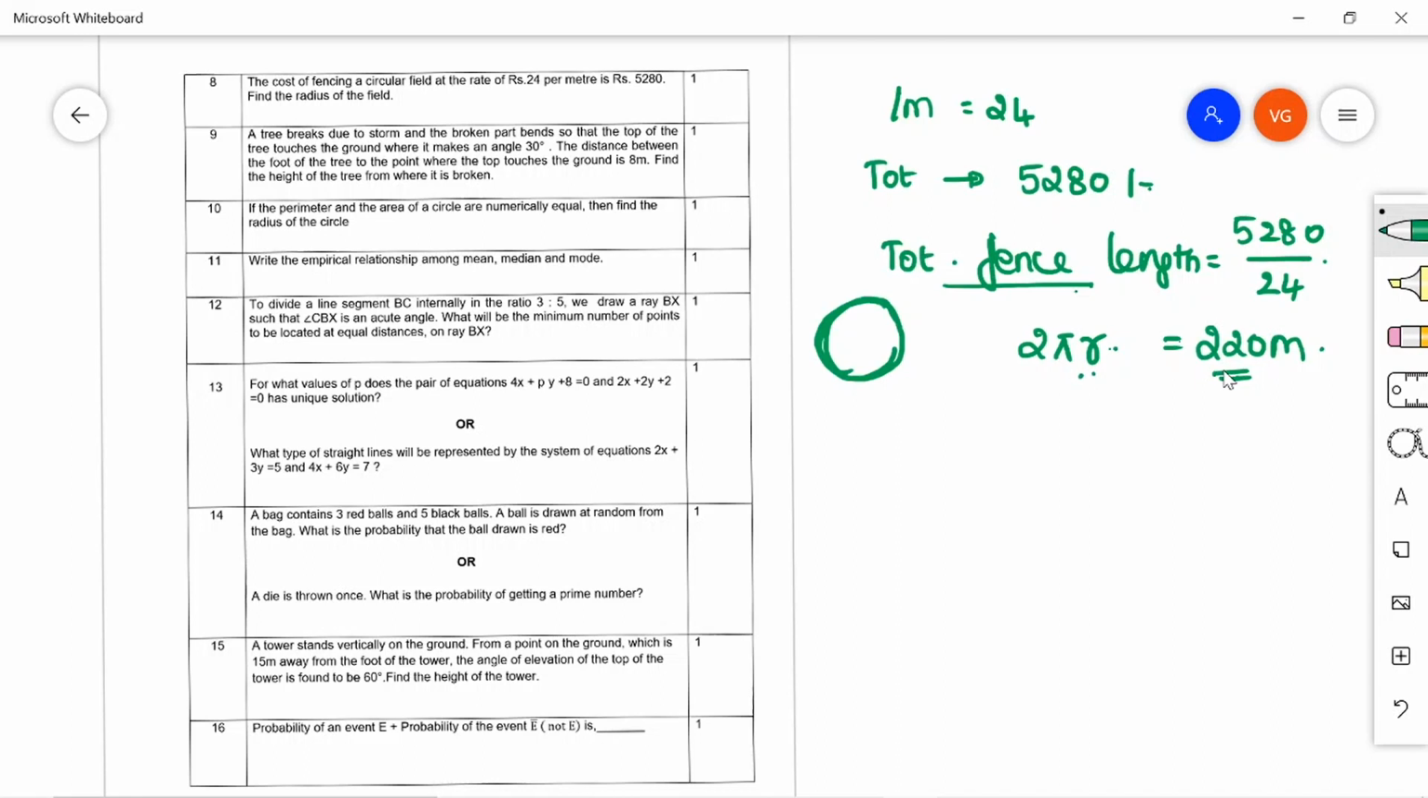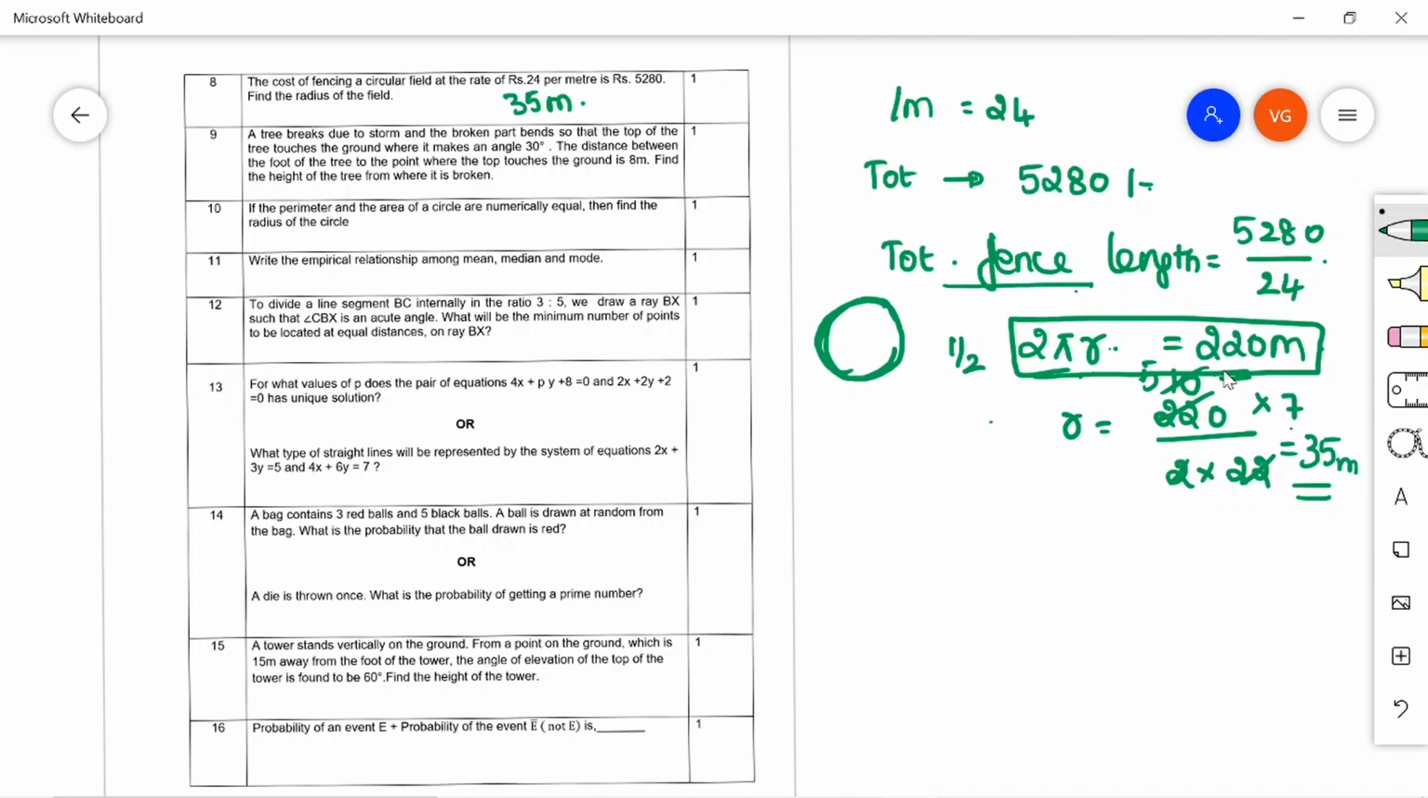So after finding out the perimeter or the length of the fence, now let us find out the radius here. 220 divided by 2 into 22 by 7. That 7 I am writing it here. So this is 10 into 5 times, so this is 5 into 7, 35 meters, right? So 35 meters is the radius of the field here. Once you find out this 220 meters, the perimeter, you will get half mark, and after finding the radius you will get half mark. So this is the marking scheme for this question number 8.